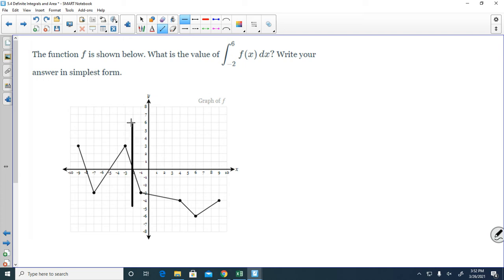I'll draw a vertical line here from -2 to 6. And I see, oh, all of this is area below the x-axis. So I might want to divide it up into smaller regions. Let's see, right here, I see a triangle for the first area. And then maybe another trapezoid, another trapezoid. So first triangle, it's right here.